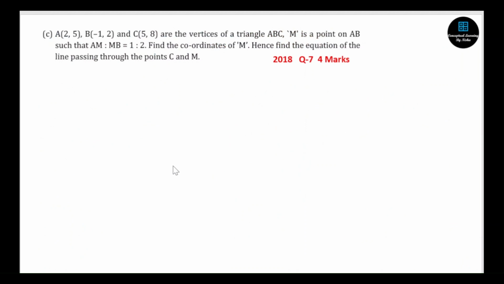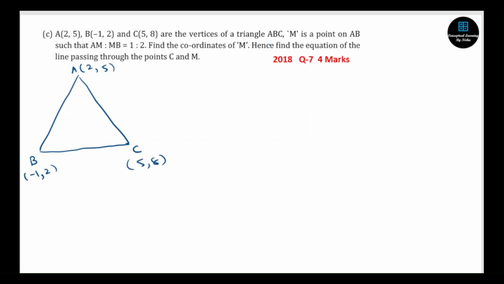Okay, now the question is from 2018 paper, question 7, 4 marker. Let's understand what are the given values. So A, B, C are the vertices of triangle ABC. M is the point on AB such that AM to MB is 1:2. I'll draw the rough figure so that you can understand this. Okay, this is just a rough figure. A (2, 5), B (-1, 2) and C (5, 8) are given.